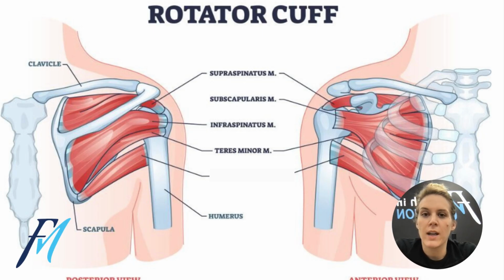All right, so what is the rotator cuff? The rotator cuff consists of 4 muscles: your supraspinatus, your infraspinatus, your subscapularis, and your teres minor. And these muscles work to fine tune the movement of your shoulder within that ball and socket joint. And they work to elevate your arm out to the side and also to rotate your arm, which is why it's called the rotator cuff.